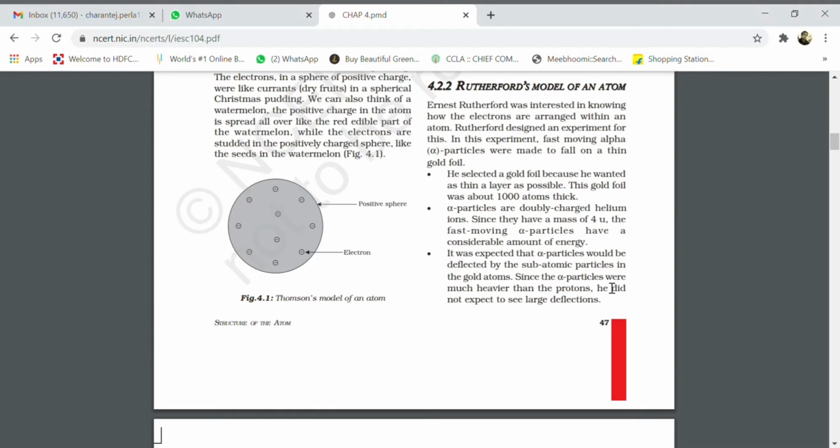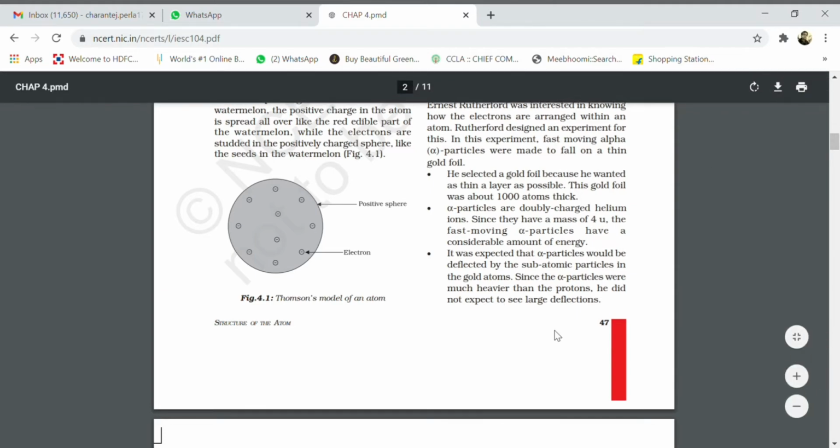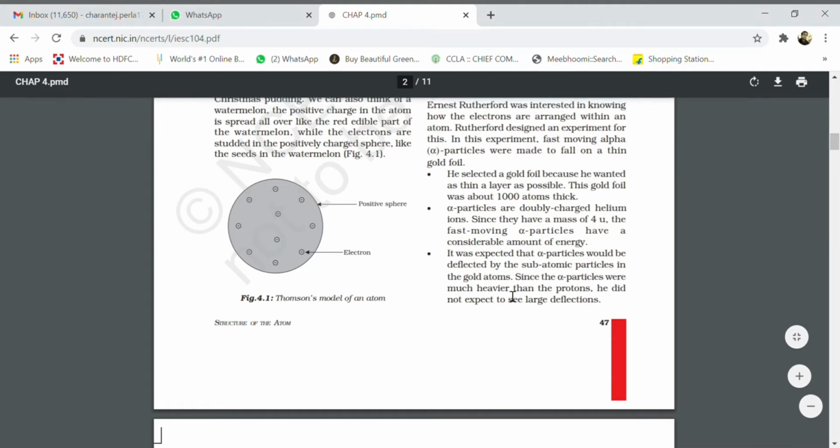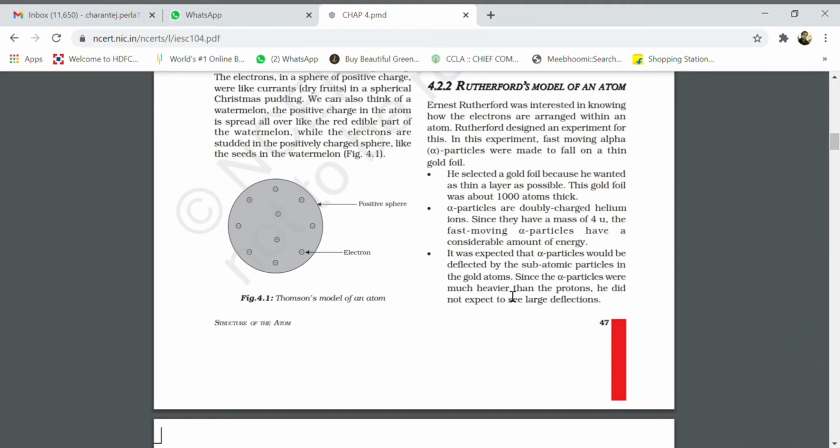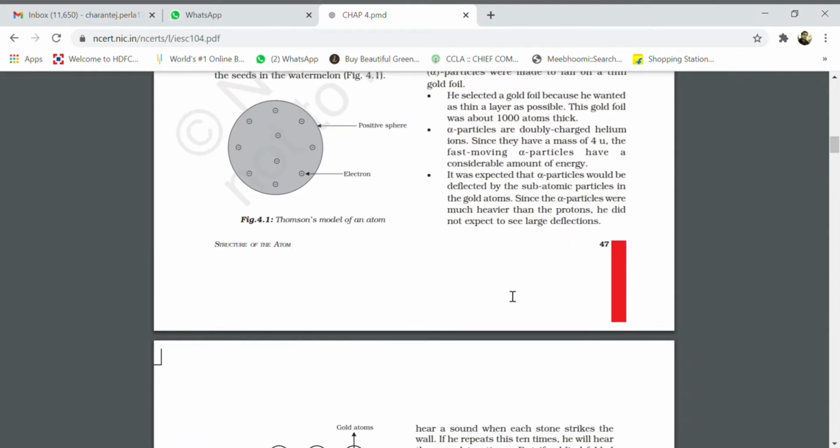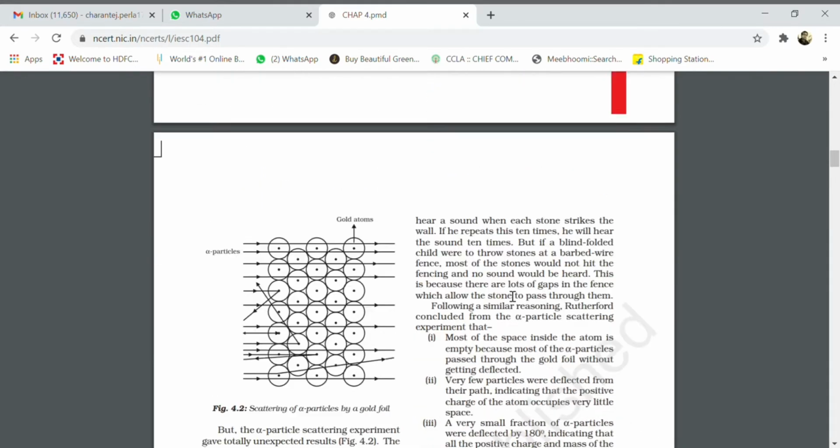The fast moving alpha particles have some amount of energy, and he expected that all the alpha particles, being heavier than the protons, would just pass through the gold foil, but it did not happen.